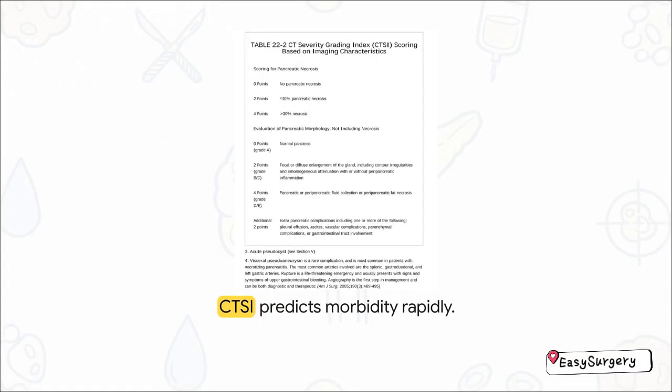Because of that 48-hour delay, we often lean on the CT Severity Grading Index, or CTSI. This one can predict morbidity and mortality way faster because it's based purely on what you see on the scan, stuff like pancreatic necrosis, peripancreatic inflammation, and fluid collections. It allows for immediate triage, which is an absolute game changer for aggressive management.